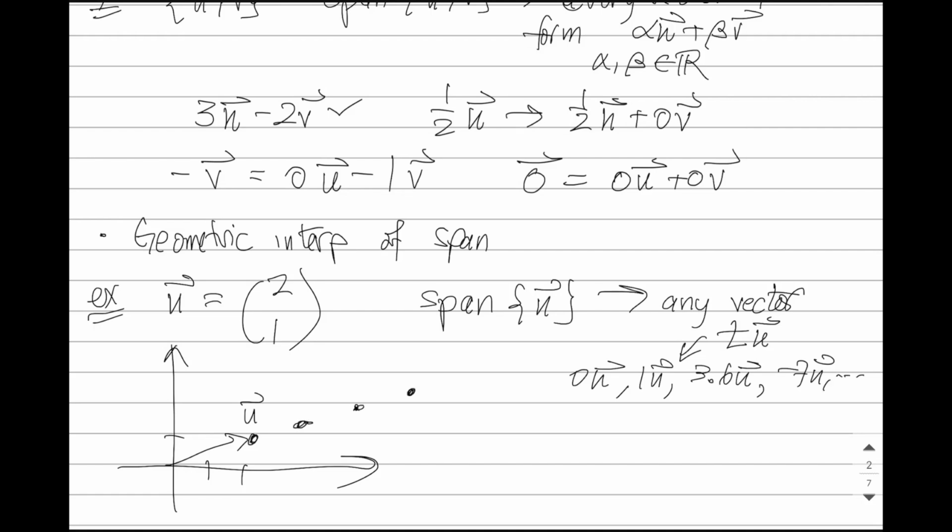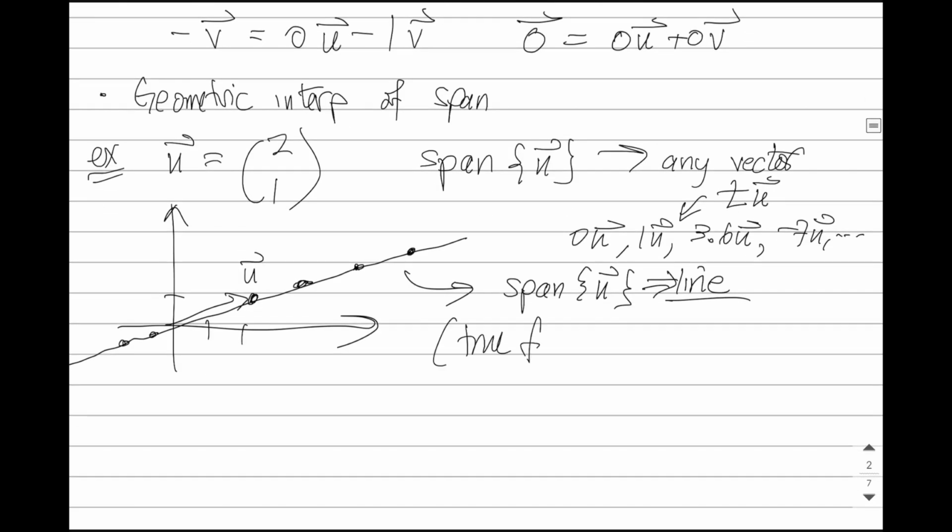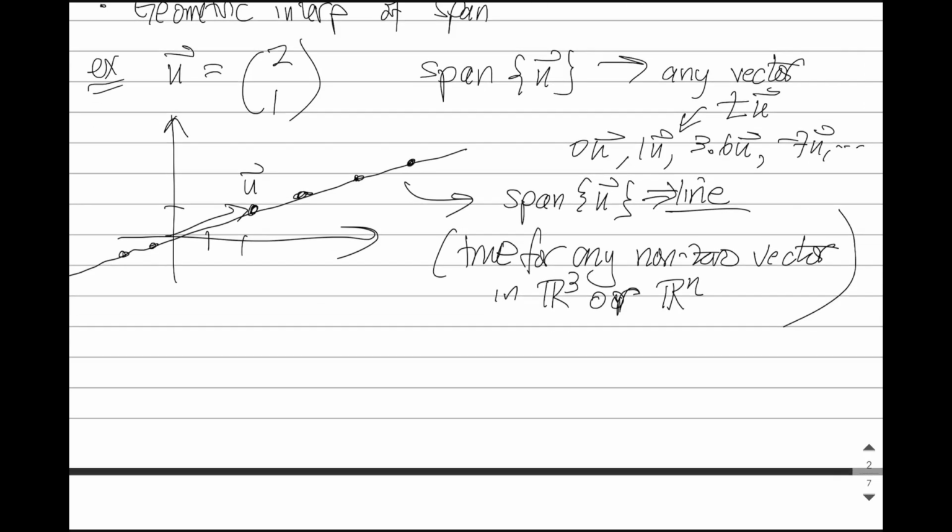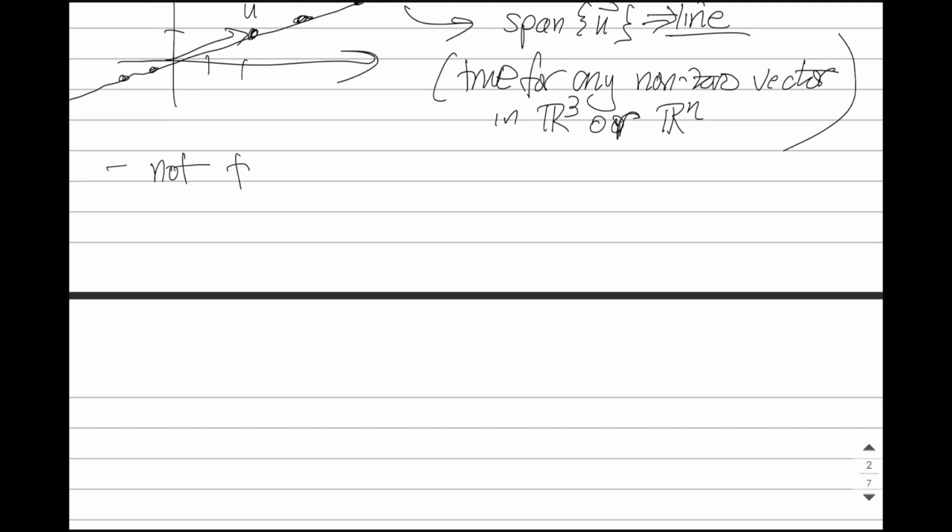Anytime I take a different multiple of u, it just stretches the vector. Geometrically, the set that contains every multiple of u is a line. Now, I picked a vector in R2, but this is also true for any non-zero vector in R3, R4, or Rn. It will always give you a line. Zero vectors don't count because if you have a zero vector, the only vector you can produce from a zero vector is 0. So this is not true for the zero vector.